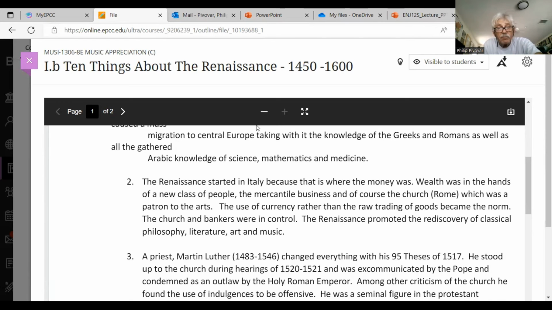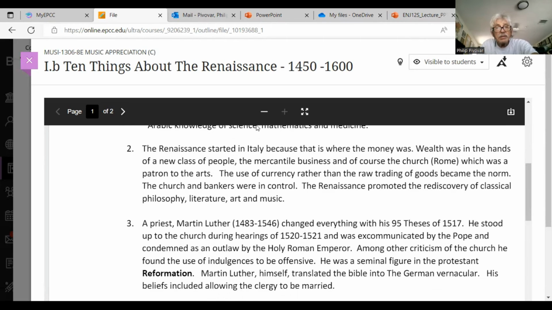Wealth was in the hands of a new class of people, the merchants, the mercantile business, and of course the church, which was a patron to the arts. The use of currency rather than the raw trading of goods became the norm. The church and the bankers now were in control. The Medici, right, the family in Italy. The Renaissance promoted the rediscovery of classical philosophy, literature, art, and music.